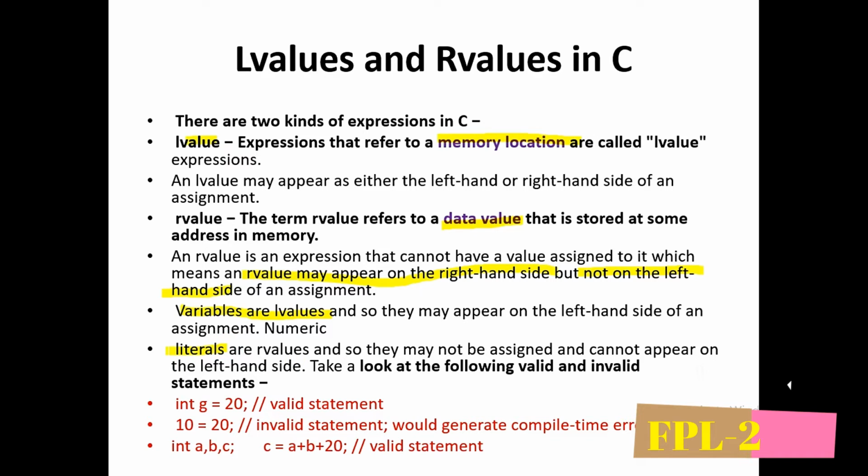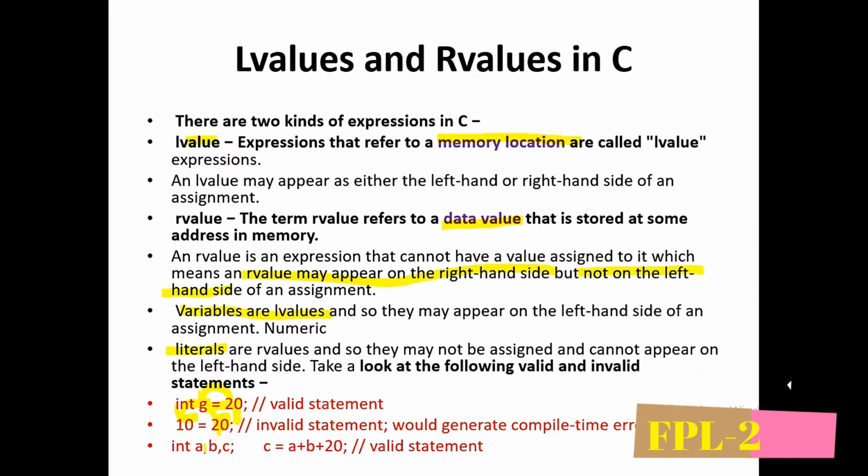Literals, or we can say the constant values, are R values, and so they may not be assigned and cannot appear on the left hand side. Take a look at the following valid and invalid statement. If G is equal to 10, this is a valid statement because we are storing value 20 into the variable G. 10 is equal to 20, this cannot be possible. Here, the statement is telling you that we want to store value 20 in 10. So this is not possible. This is an invalid statement and would generate a compile time error.